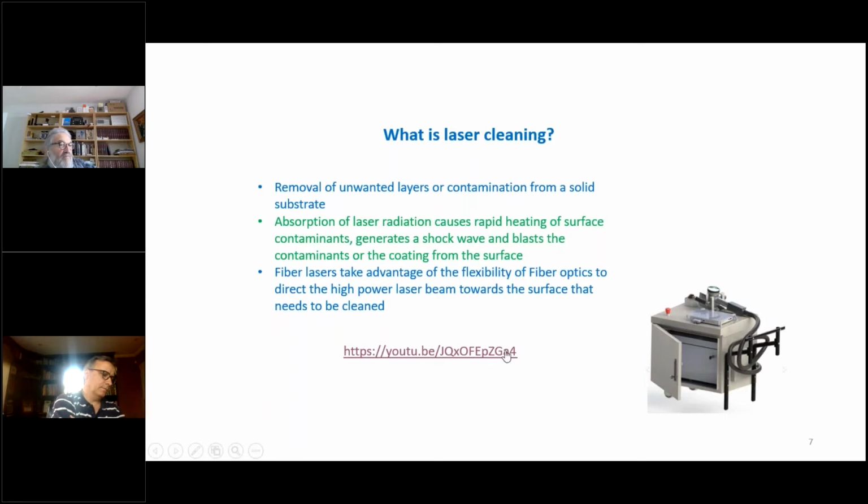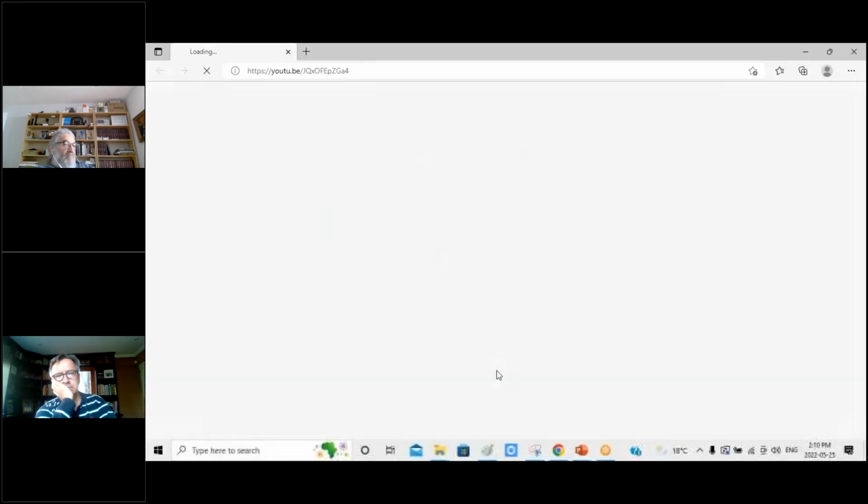This shows our 100-watt system. You can see this is the 100-watt system, with the box being where the pumping takes place, a fiber optic cable, and then there is a laser head which has the galvos and a lens. So I'll just run this video.